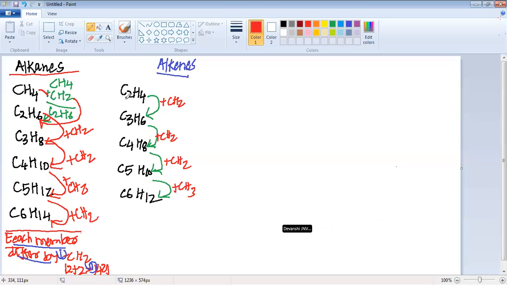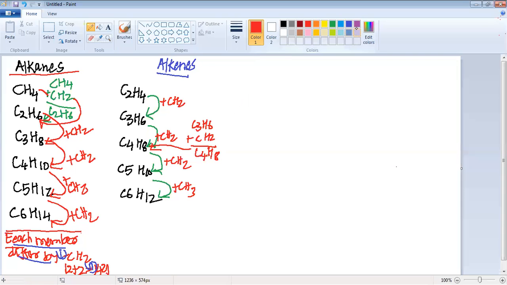So when you add CH2 to C2H4, you get C3H6. Let us do it this way. Let me take C3H6 and then let me add CH2. So 6 plus 2, 8. So you will get H8 and C4. You get this C4H8 easily.